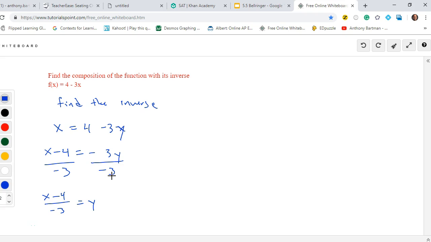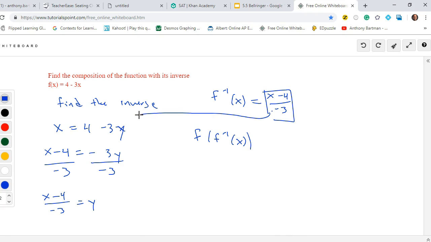So I want to do the function with its inverse. A better way to say this is that f inverse of x, that's how we write the function inverse, equals x minus 4 over negative 3. Now we want to find f of f inverse of x. Remember doing compositions: we need to take this thing and plug it in for the x in the original equation. So this is the same as 4 minus 3, put parentheses in for the x of the original, and now I'm going to plug this thing in there. So that means it's going to be x minus 4 over negative 3.